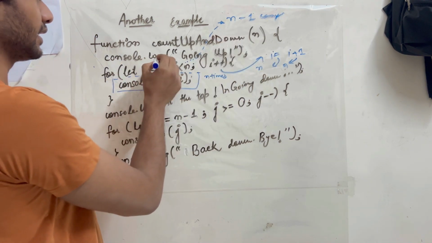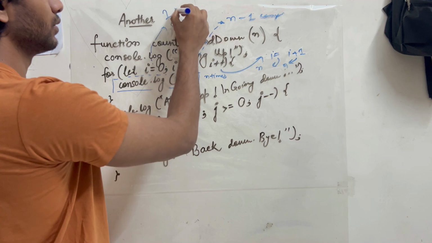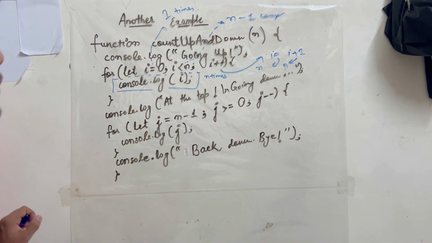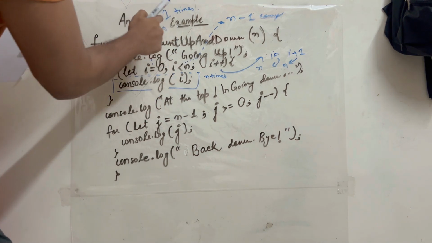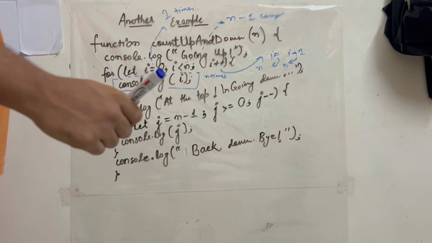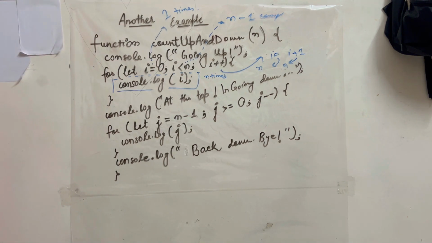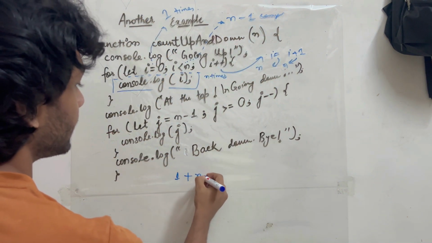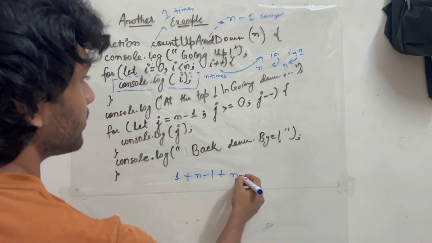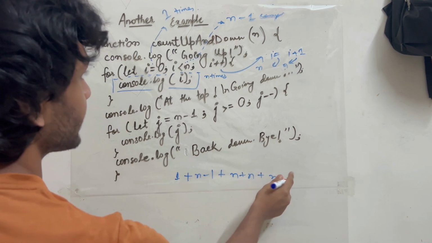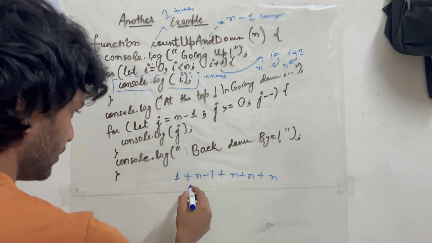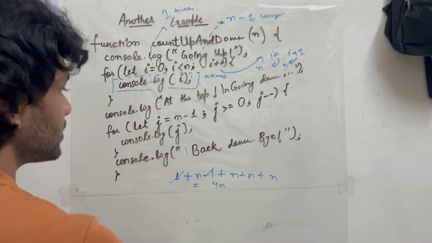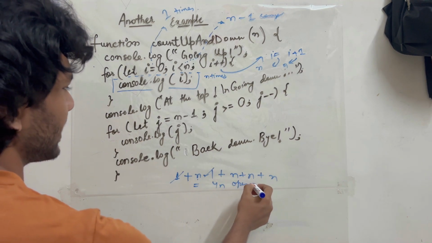Here this assignment happens only one time. So we have broken down this for loop and found how many times each part runs. Let's simply add it: 1 plus n minus 1 plus n plus n plus n, where the last n is the inside thing. The 1 and the 1 get reduced, so this is 4n. The number of operations it has to perform is 4n.